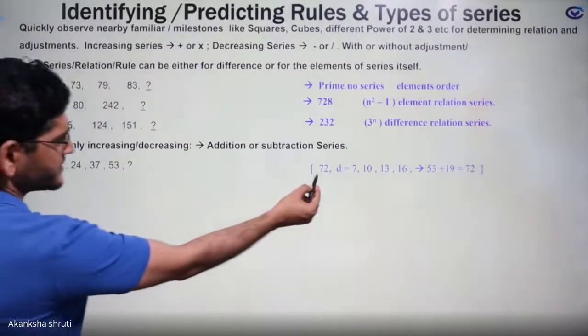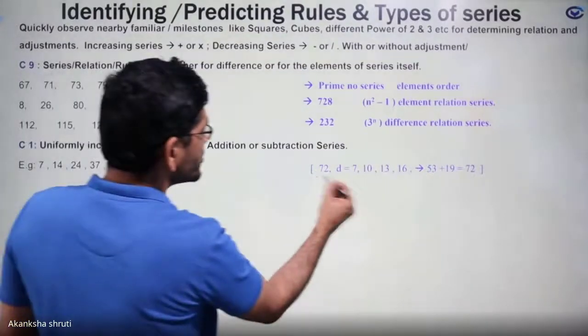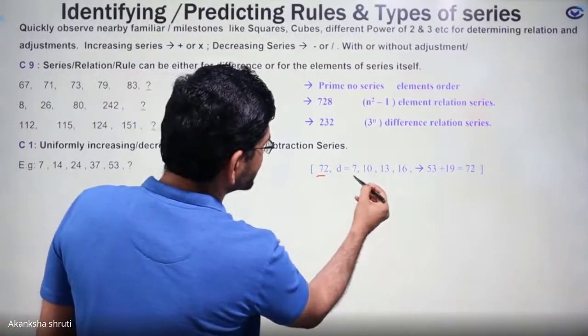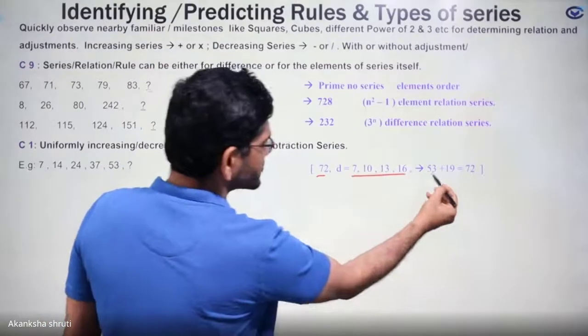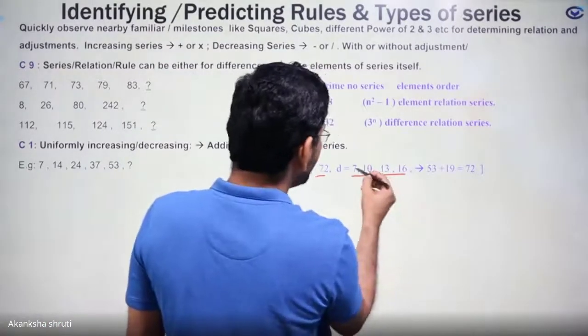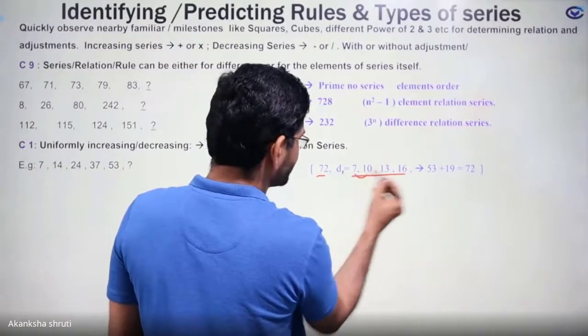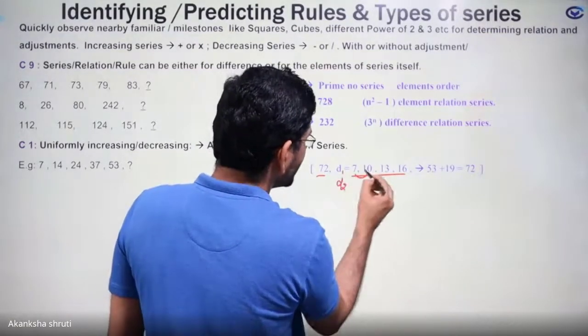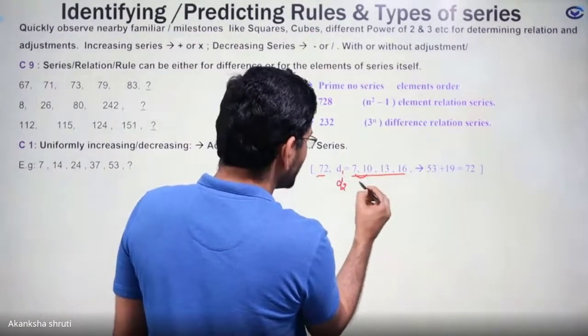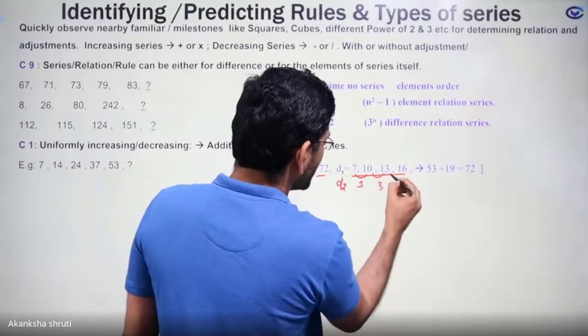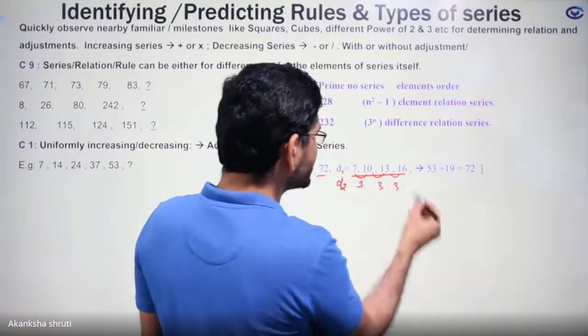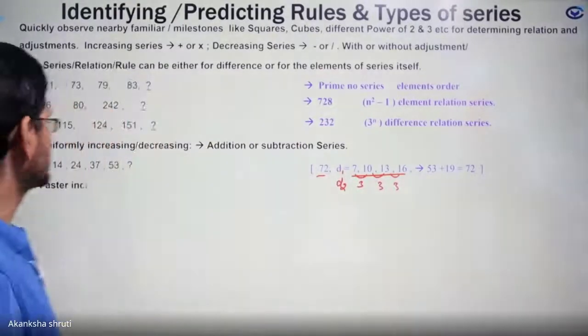The answer is 72. Here we were observing that the difference was continuously increasing. So next was 19. Even the difference of difference. This we may call the first difference. If we take the difference of these differences, it is 3, it is 3, it is 3. So the difference of difference is constant here.